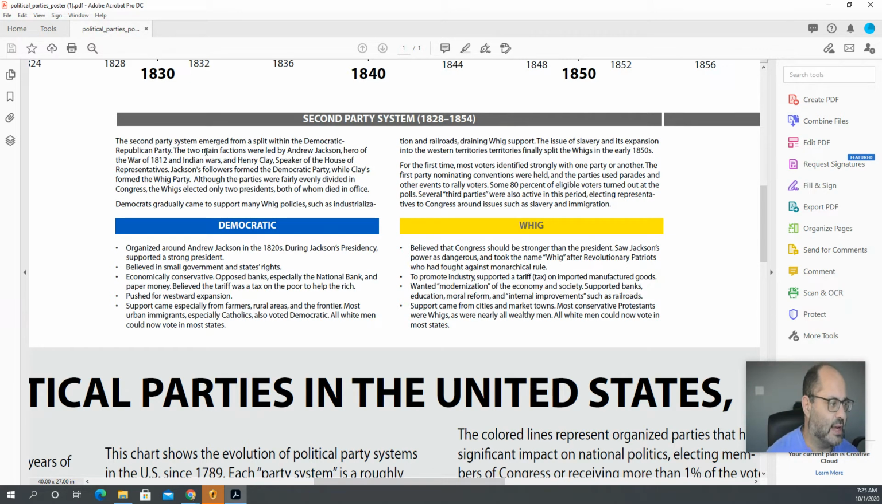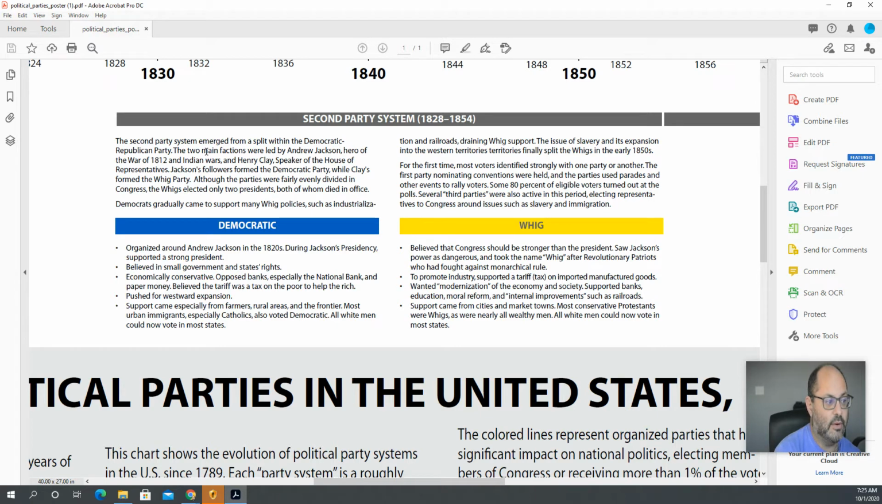There were two main factions of that party: that held by Andrew Jackson, who was a supporter of the war, the hero of the War of 1812 and the Indian Wars, and Henry Clay, the Speaker of the House of Representatives. So Jackson's followers formed the Democratic Party, while Clay's formed the Whig Party. Although the parties were fairly evenly divided in the Congress, the Whigs elected two presidents, both of whom died in office. Democrats gradually came to support Whig policies. So the Democratic Party and the Whig Party eventually morphed.